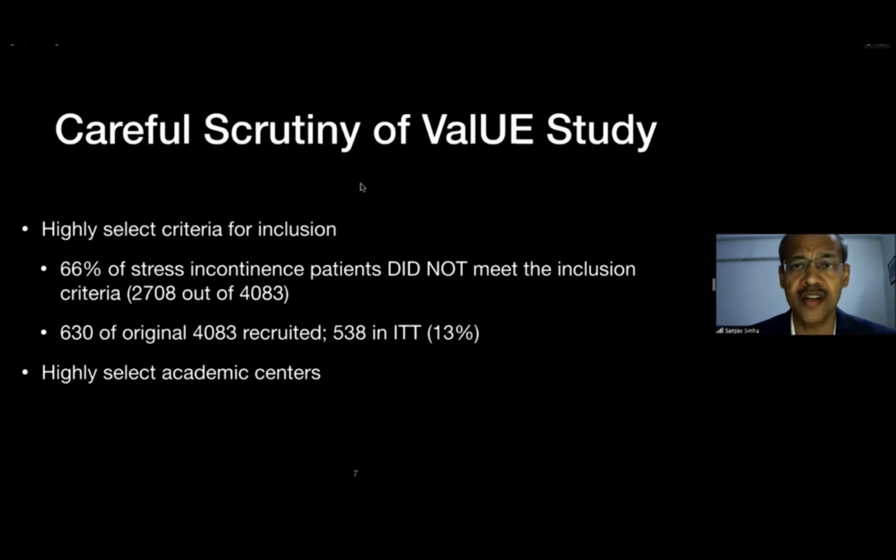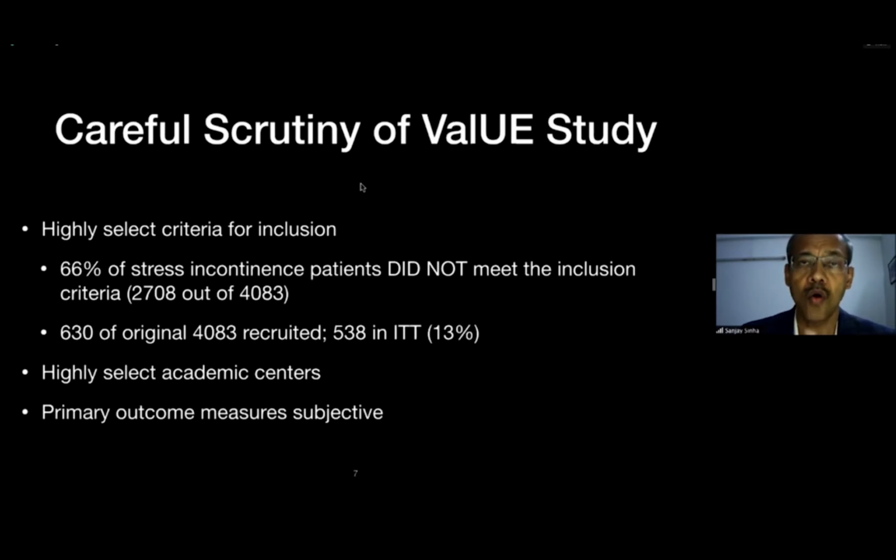This research was carried out at highly academic centers. And in contrast to all the other studies done by the UITN group, all of which have both objective and subjective criteria as their primary outcome, this was the only study that I can recall from the UITN group where the primary outcome was only subjective. So if you look at it carefully, there are certain limitations to the VALUE trial, and I leave it to you how well this would be applicable to your individual practice.